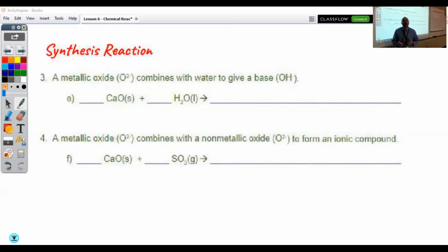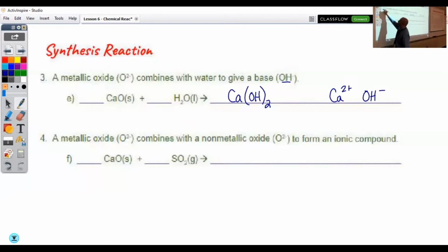Okay, if you look at this slide, we have a third category of synthesis reactions, a third subcategory. So it says that we have a metallic oxide. A metallic oxide means we have a metal bonded to oxygen. It says it combines with water to give a base. So the base part is going to be hydroxide. So essentially we have our metal, calcium, combining with our hydroxide, which we're given in the formula. This is going to form a compound that has this chemical formula, Ca(OH)2. We need 2 copies of hydroxide in order to balance out the charge on calcium.